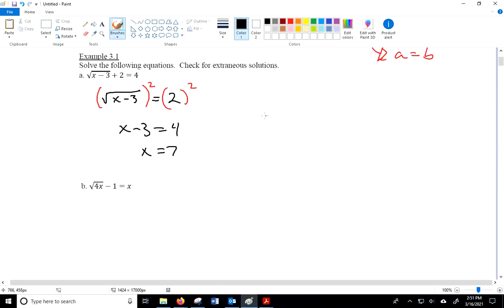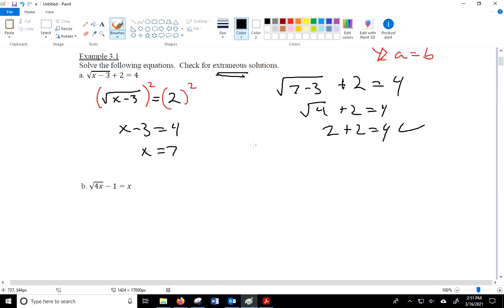But I'm not 100% sure that's right because I need to check for an extraneous solution. An extraneous solution is a wrong answer when you didn't do anything wrong. So we need to make sure that even though we did the problem right, that this is still a right answer. We want to go back to the original. Square root of 7 minus 3 is the square root of 4. The square root of 4 is 2, and 2 plus 2 equals 4, so it works. So I'll put it in the solution set.